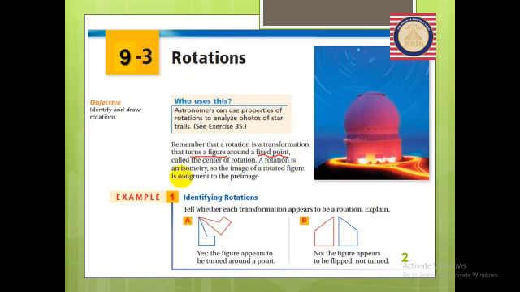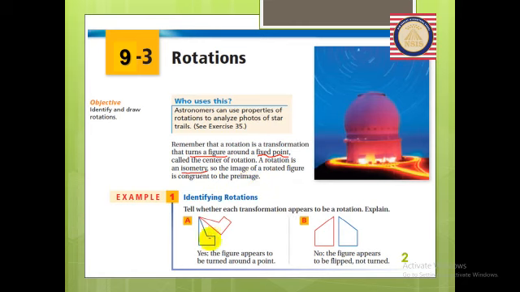A rotation is an isometry. Do you remember the word isometry? The word isometry means the shape and the size are kept without changing. So there is no change to the shape or the size of the figure. So the image of the rotated figure is congruent to the pre-image.